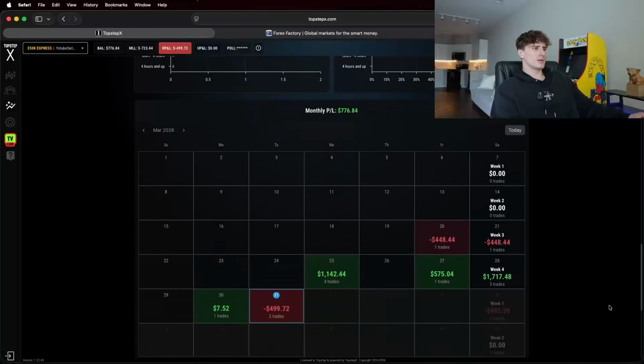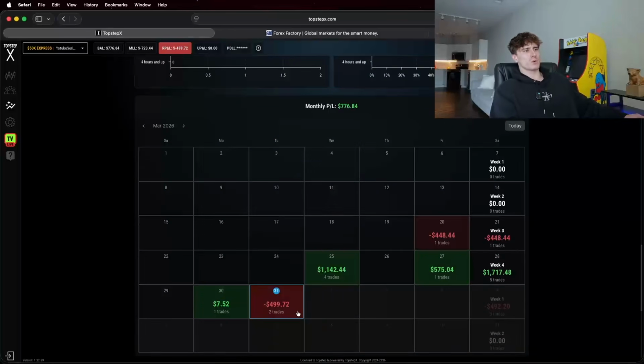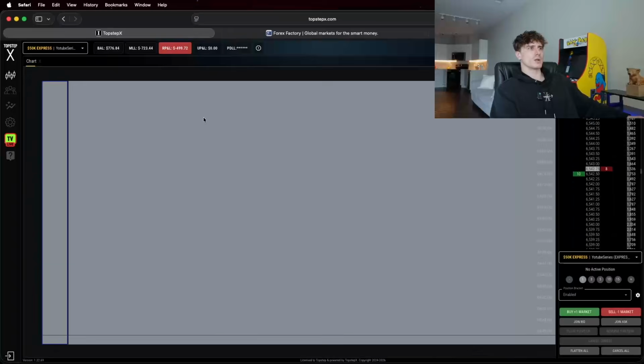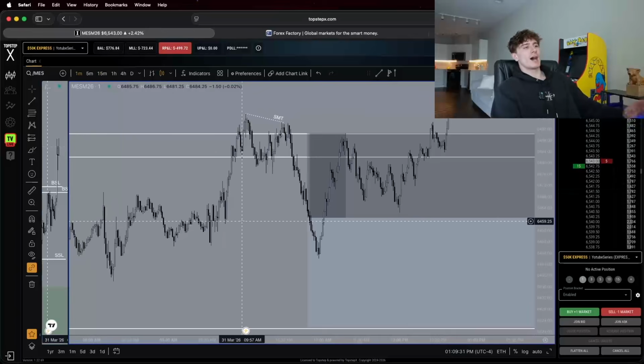If we go down to the calendar, you'll see here, minus $4.99, and then yesterday, you'll see that I took a trade and got break even on it. So I'm gonna go over both of them, thought process behind everything, and just give you guys the whole rundown. So starting with today's trade, I actually had a lot of conviction in this playing out.